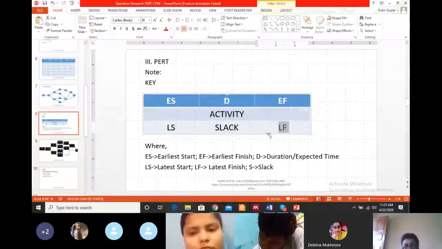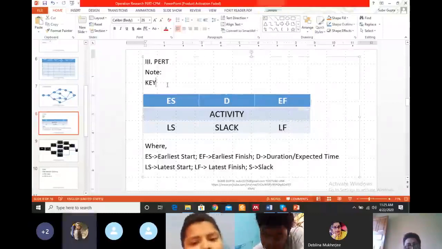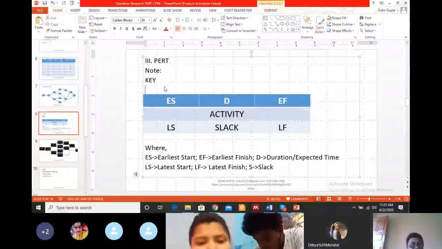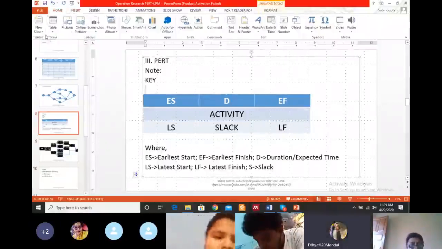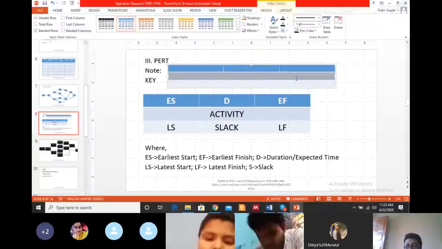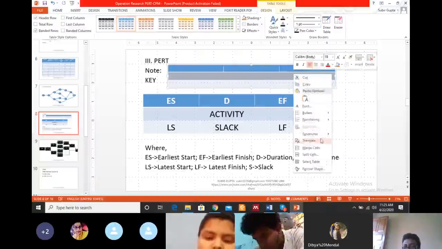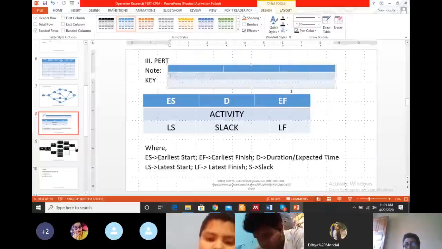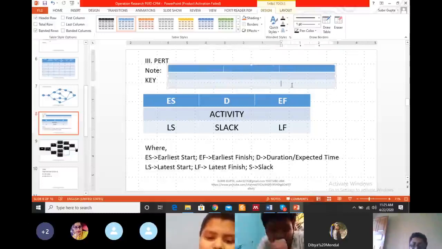Are you able to draw this table, or should I draw it once again? Assume that you insert a 3 by 3 table and simply merge the middle row. This is your key feature. So how many parts are in the key area? 1, 2, 3, 4, 5, 6 and 7. Total 7 parts are there.